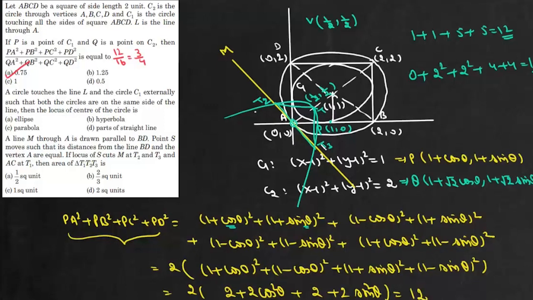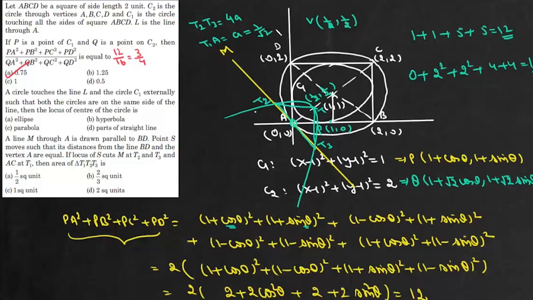Now basically T2, T3 is the latus rectum. So T2, T3 is equal to 4A, and this T1A is the distance from the vertex to the focus, and it is equal to A, which is under root of 1/4 plus 1/4, which is 1/√2.